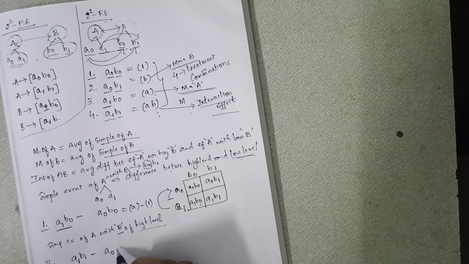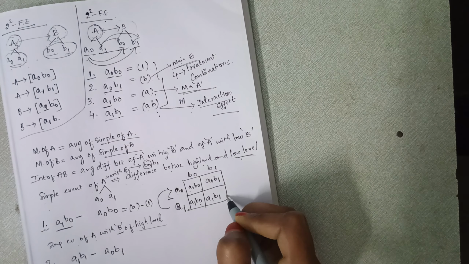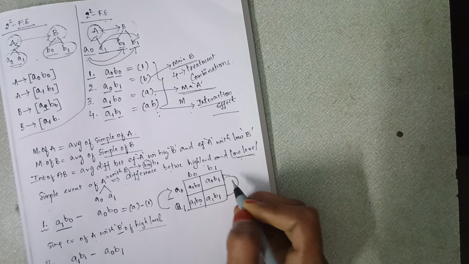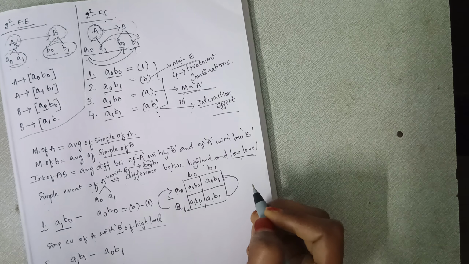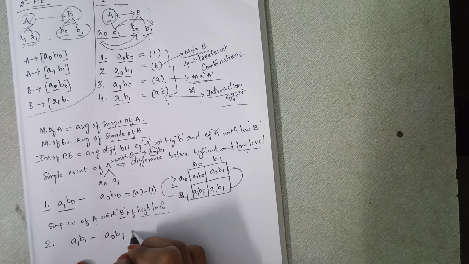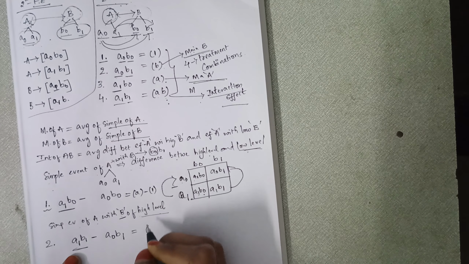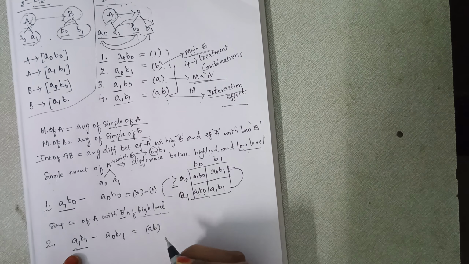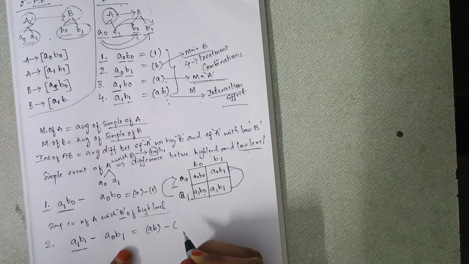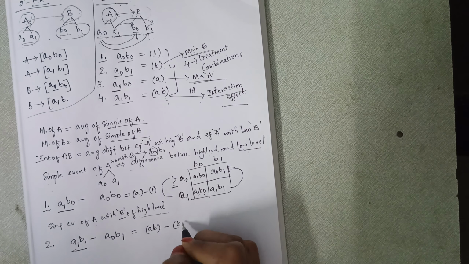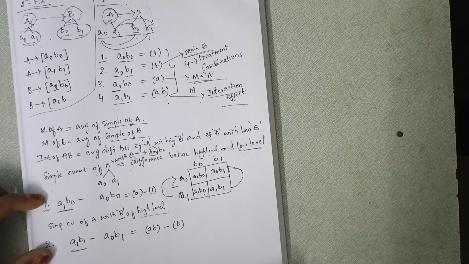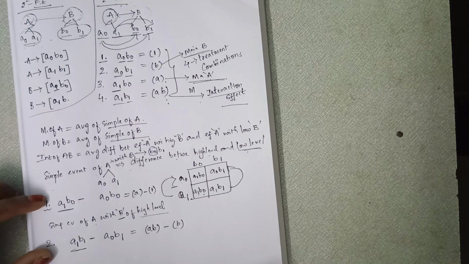Therefore B1, B1. Simply A1 B1 minus A0 B1, which is A1 B1. Here both are high levels. So AB minus B. These are the two simple events for A we got.